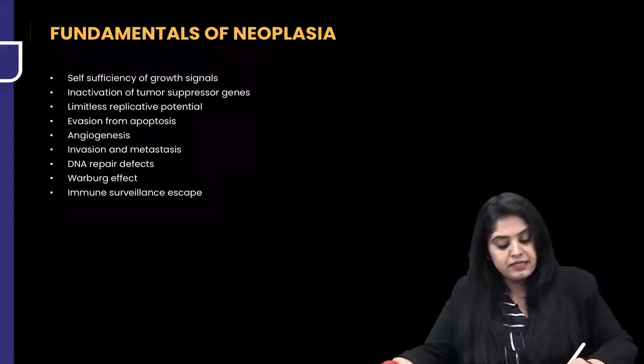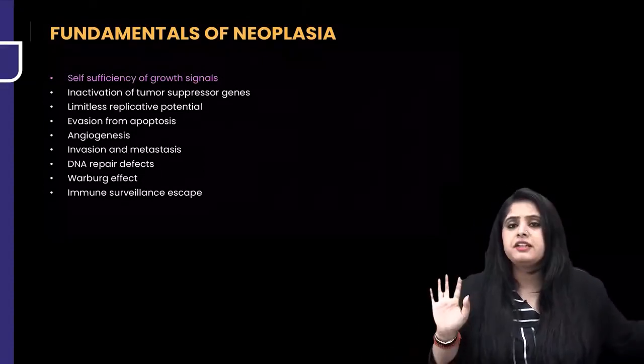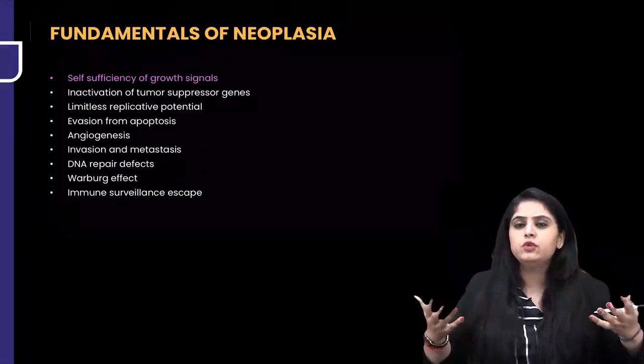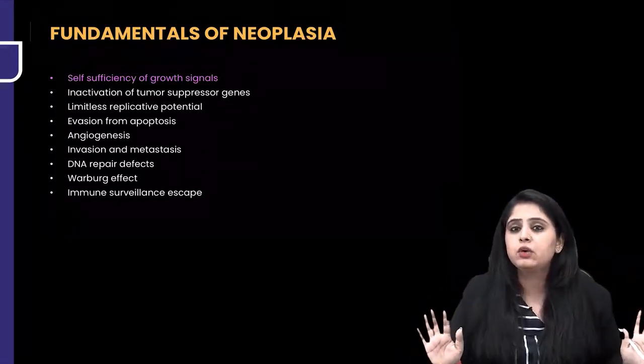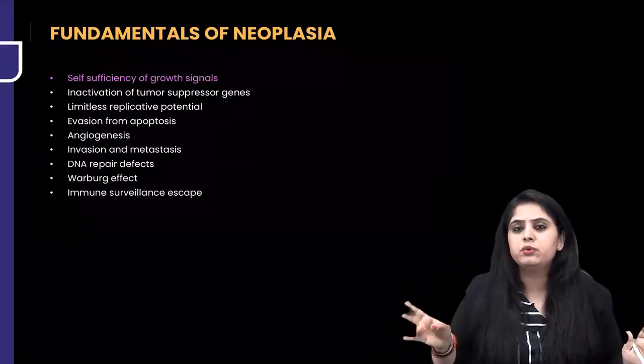Let's start. The first one that I have is self-sufficiency of growth signal. Basically, tumors or cancers say that we are self-sufficient. We don't need the human body. हम अपना देख लेंगे. We will do our own. I will make my own blood supply. Cancer says I will make my own blood, my own mutations, everything.